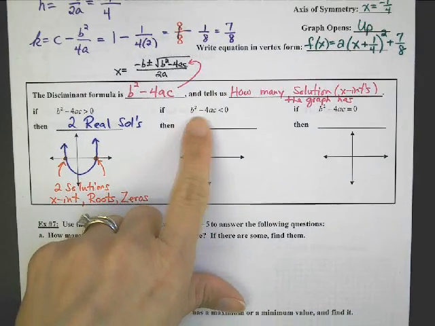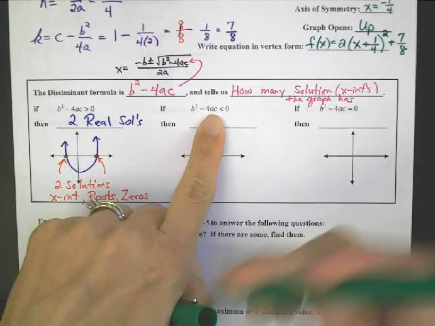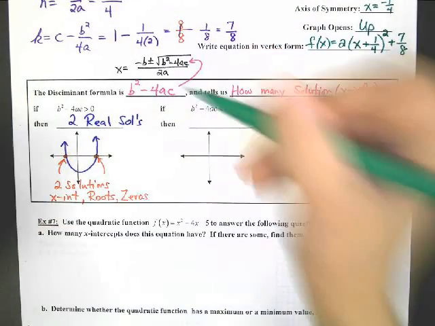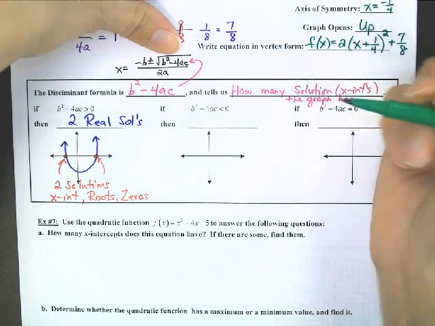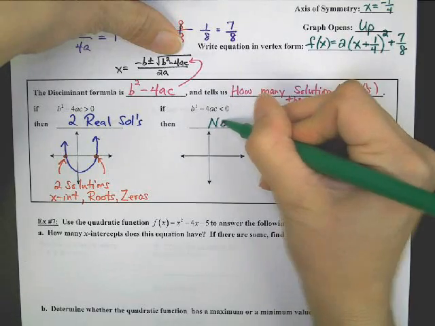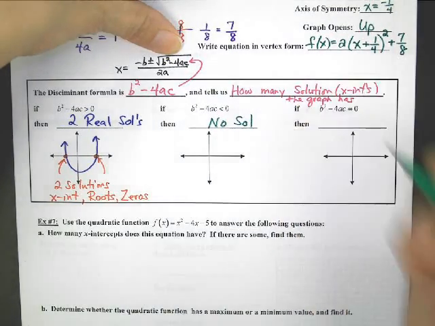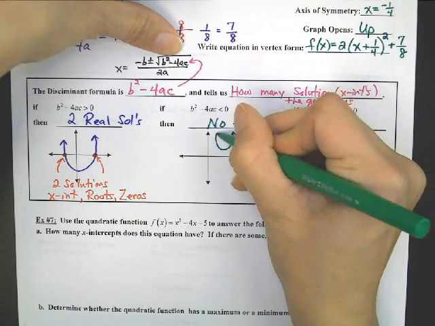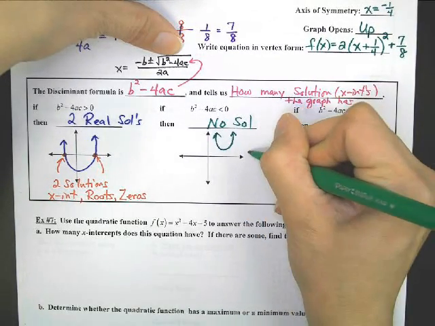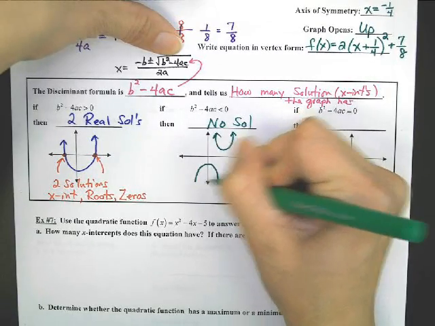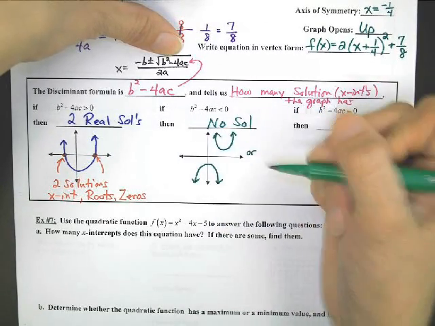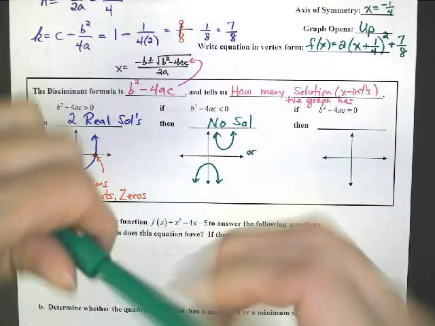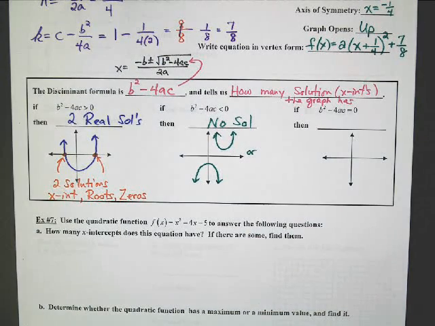All right, what if under the radical, what if the discriminant is negative? Can you have a negative in the radical? No, so then there would be no solution. And so what does the parabola look like? Well, it's either way up here opening up, not touching the x-axis, or maybe it's opening down, but not touching the x-axis. So it's either there or there, but it would not be touching the x-axis.